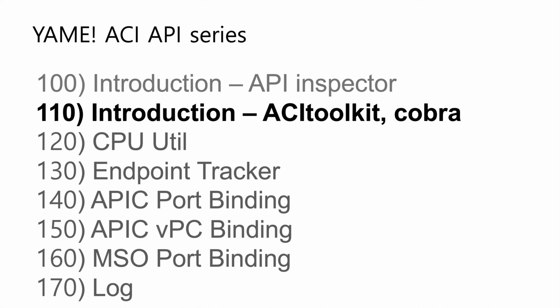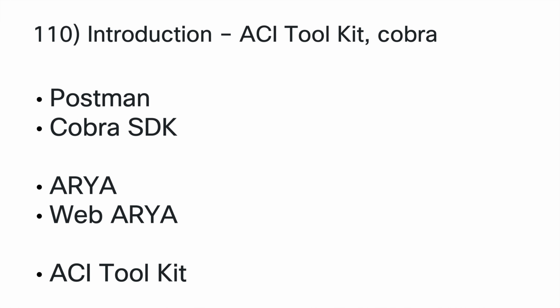So from next time, I will show you how to get CPU utilization, endpoint tracking, the port binding, and the VPC binding, and the MSO port binding, and finally about the log. All the contents have actually been ready since last year. And here, I will talk about the Postman and Cobra SDK and Arya, and ACI Toolkit.